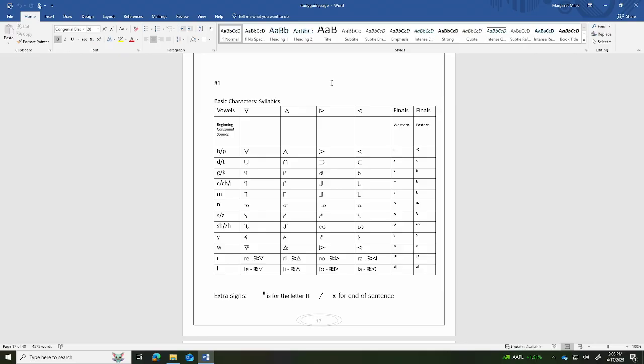The letter R, Re, Ro, Ra. L, Le, Li, Lo, La. And the extra sign is H. And the X for the end of a sentence.